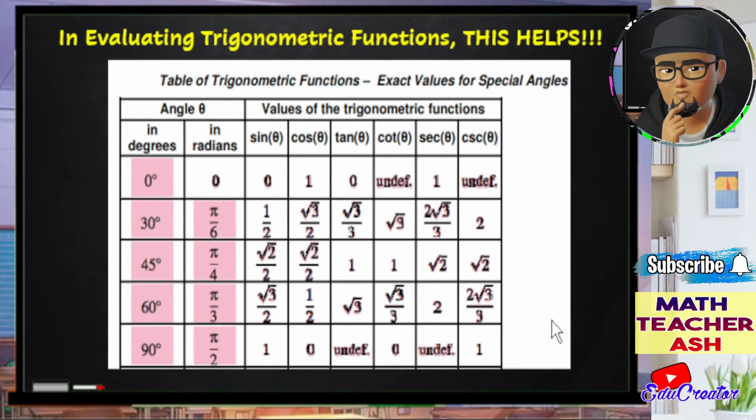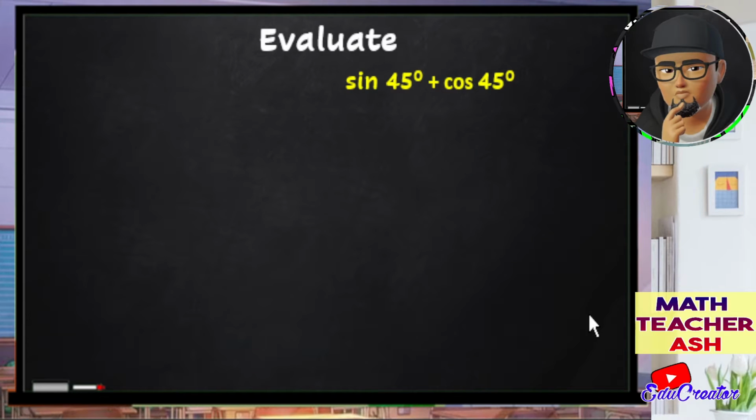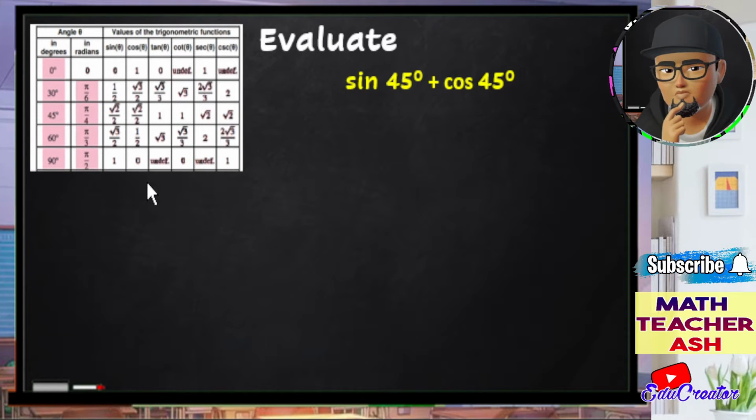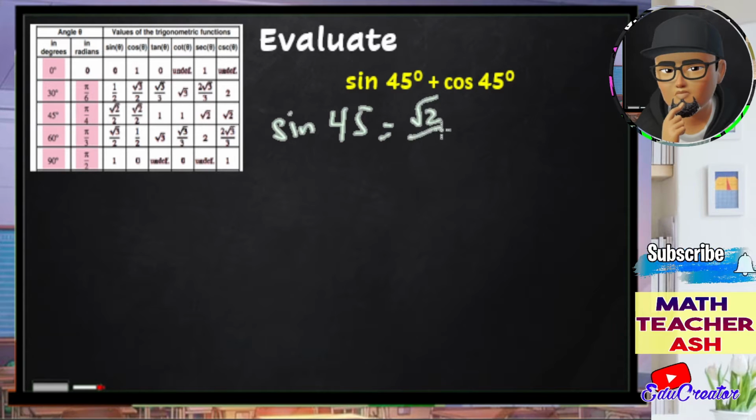Alright, so let us start solving right now. Now we have here the first problem. Evaluate sine 45 degrees plus cosine 45 degrees. Let us consider first our table, and this is the one. As you can see in our table, we have here the values. What we will do is we will just substitute this sine 45 and this cosine 45. Sine 45, as you can see in our table, is equal to square root of 2 over 2.